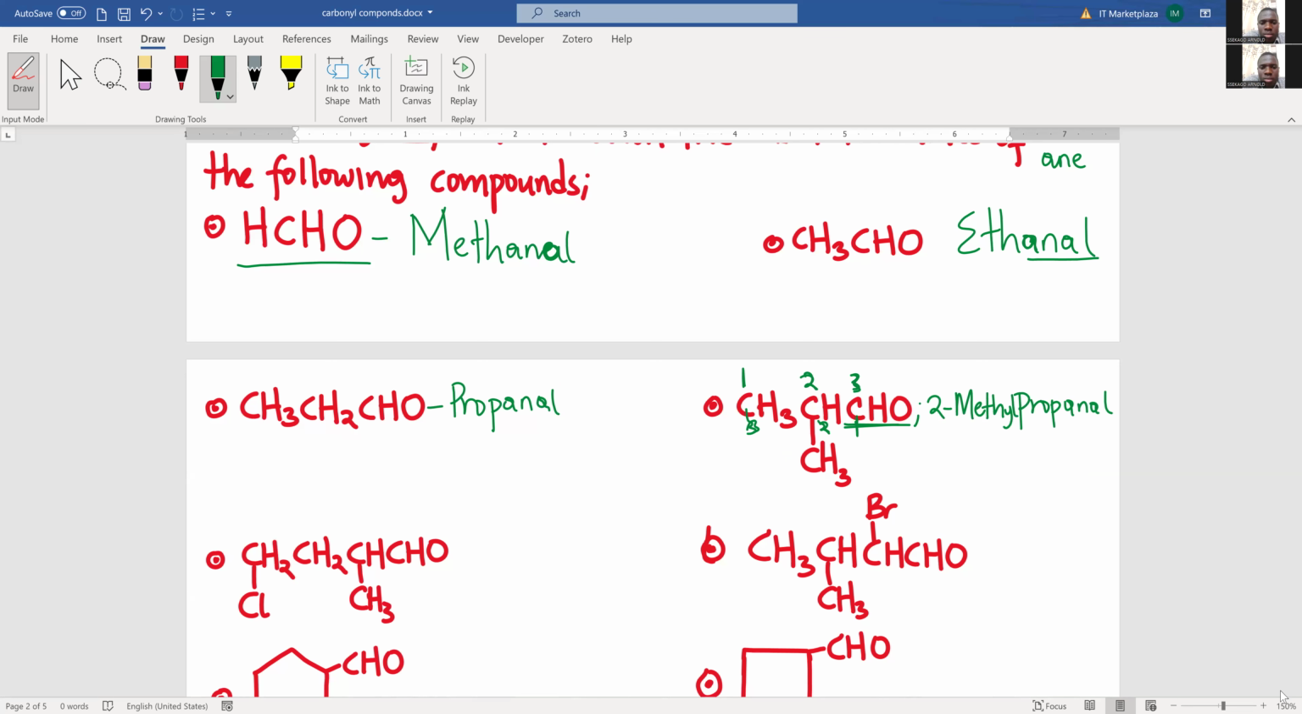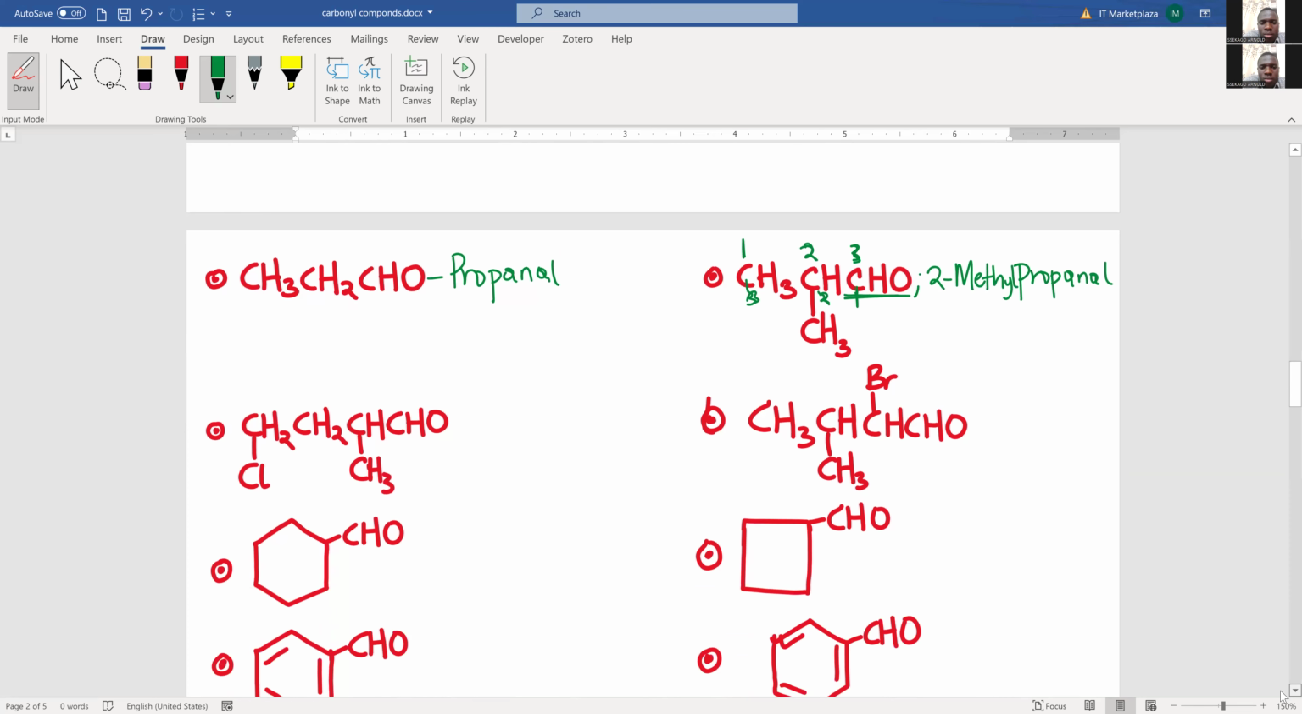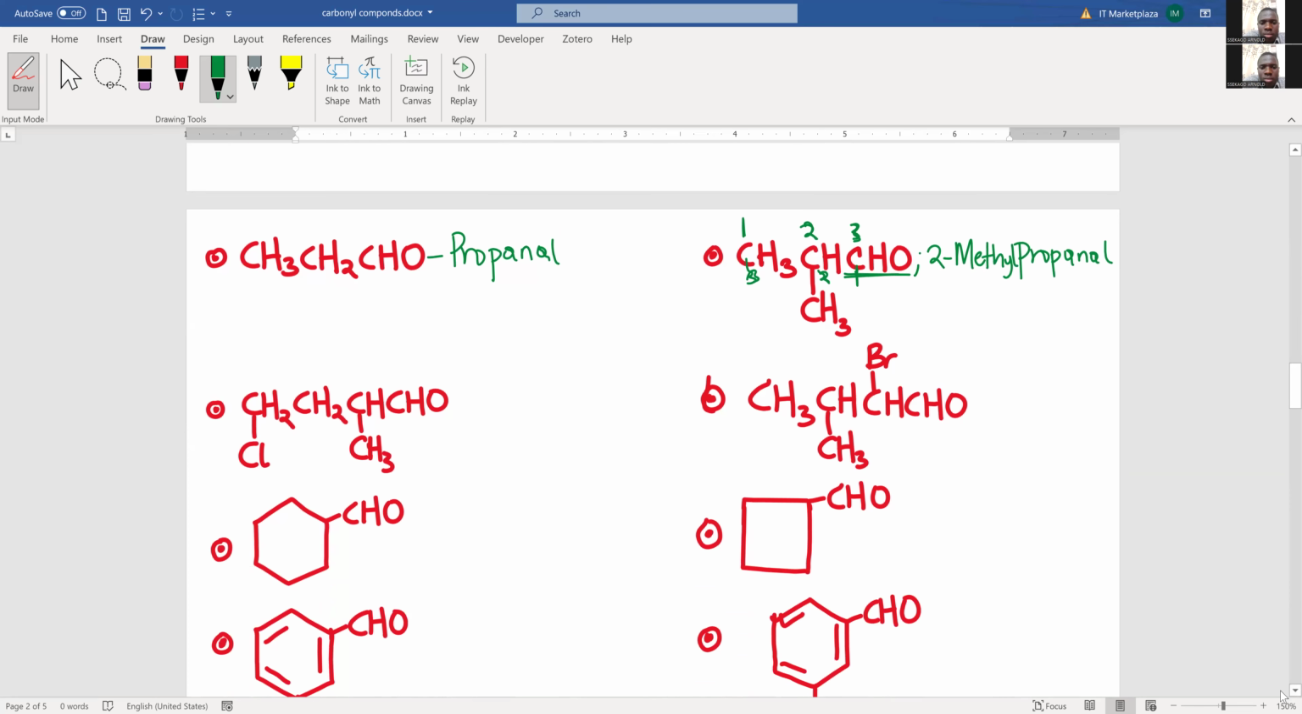2-methyl propanal. Then another example, we have this example. Still I assign positions. I number the carbon atoms within the chain. This is 1, 2, 3, 4 from the left to the right, and then I also number from the right to the left. This is 1, 2, 3, 4. After assigning them positions, I look at the functional group first.